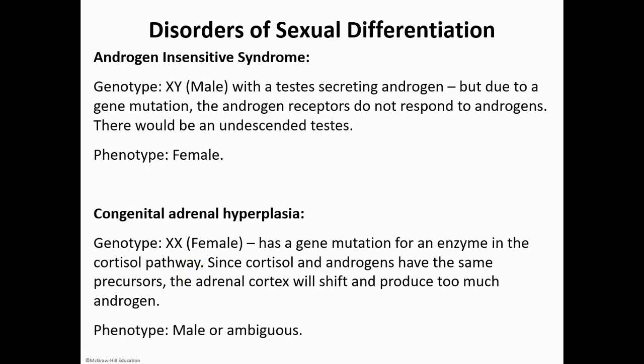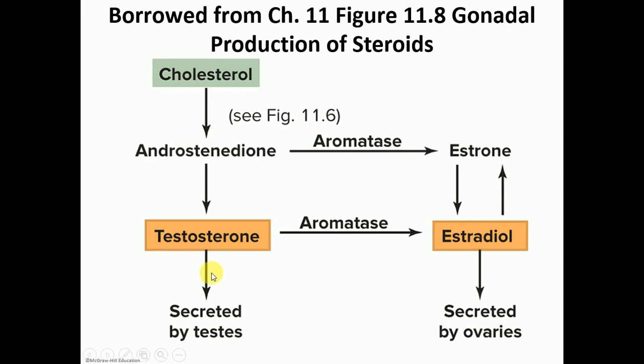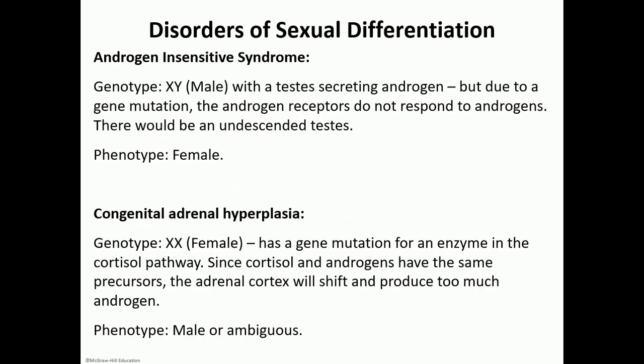Since we have that same precursor, we're going to go down towards making testosterone. So there is a mutation in this step right here. It's the step where we're trying to transform the testosterone into estradiol, and we're unable to do so. That is going to lead to the accumulation of testosterone. So these individuals are going to be genotypically females, but phenotypically they would be males or ambiguous, meaning that you can't really tell from the outside if they have female external genitalia or male external genitalia.